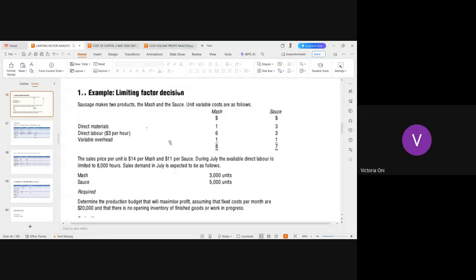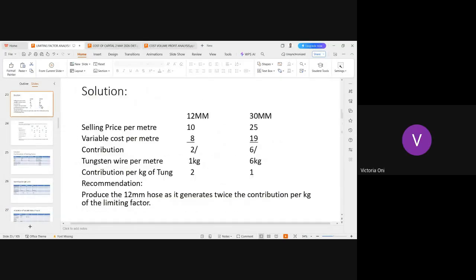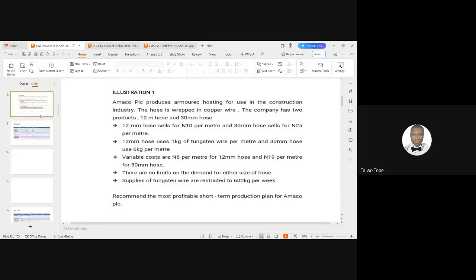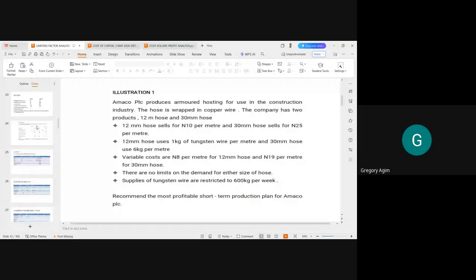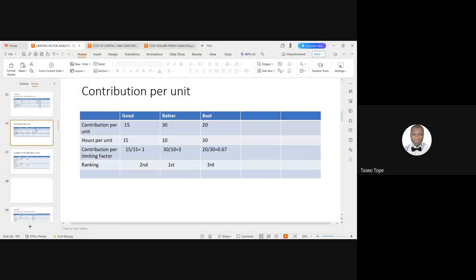But in the previous question, we determined the hours per unit before we determined our contribution. We use hours per unit for labor. But here, we didn't use hour per unit. We just pick the variable to be 8 and 7. No, man. There's a mix up somewhere. Okay, this is how it works, man.